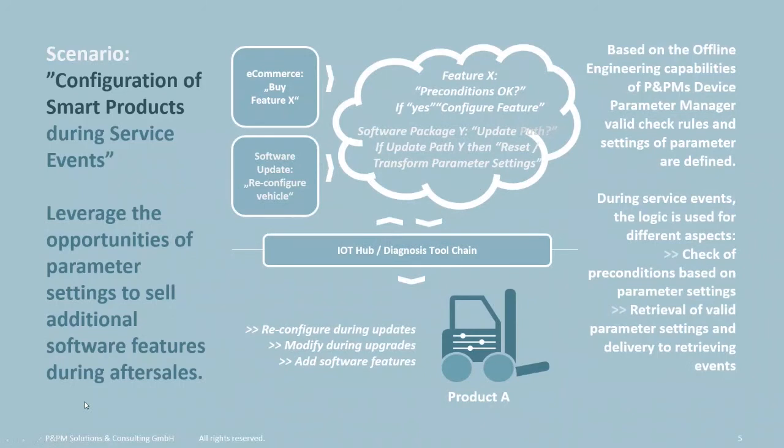Another scenario is the configuration of smart products during service events. Based on the offline engineering capabilities, valid check rules and settings of parameters are defined. During service events, the logic is used for different aspects. Check of preconditions based on parameter settings, retrieval of valid parameter settings, and delivery to retrieving events.